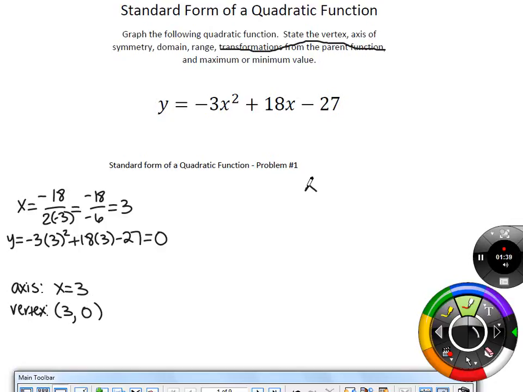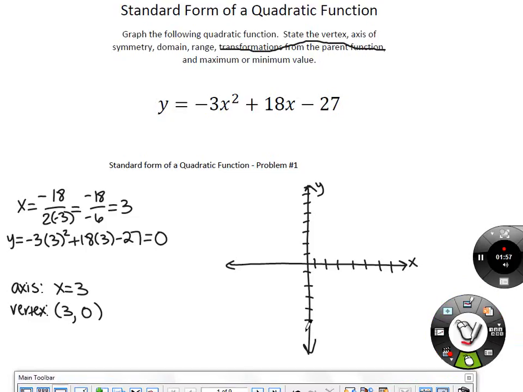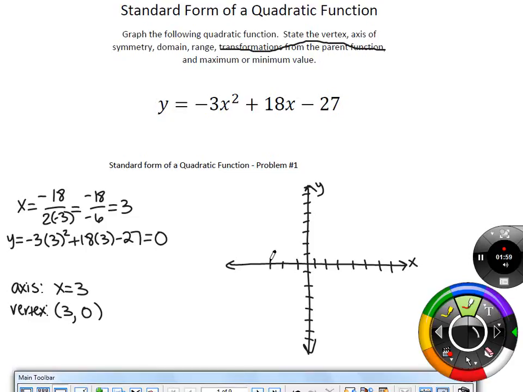So on our graph, sorry, it would have been nicer if I had a grid here. We have our x-axis and our y-axis. So I'm going to plot the point 3, 0. That's my vertex. My axis of symmetry is this vertical line, x equals 3, going through here. And then I need some points on the side.